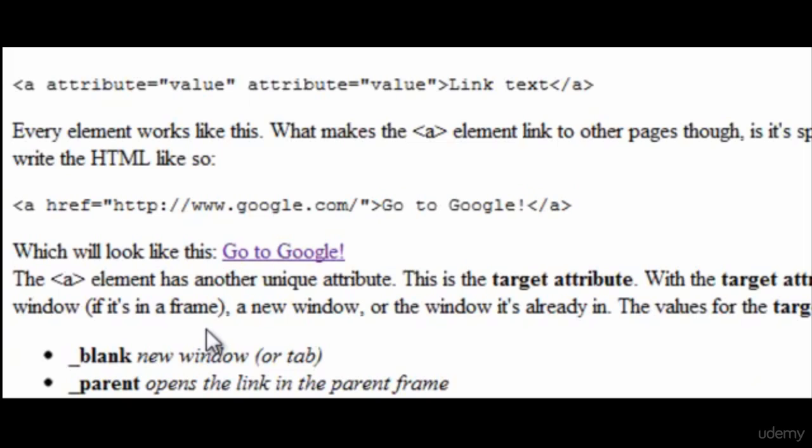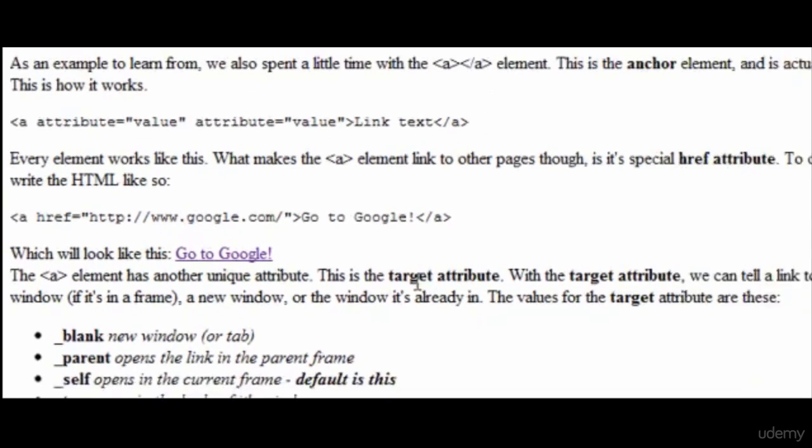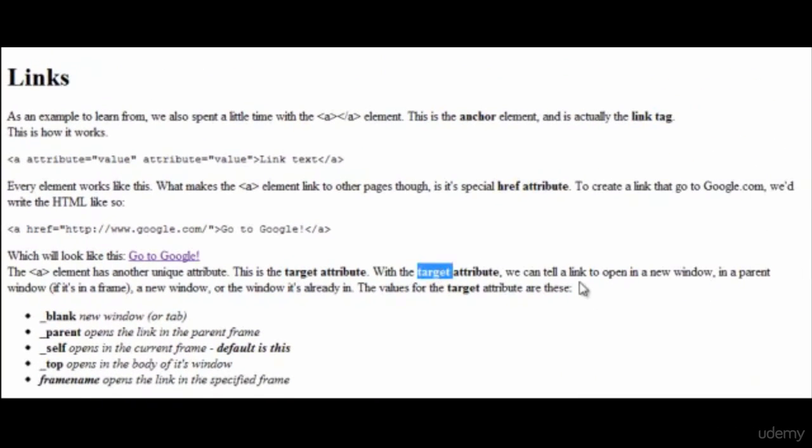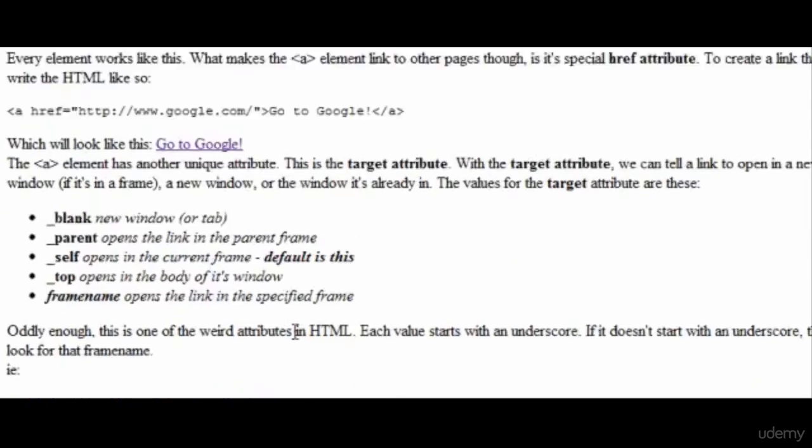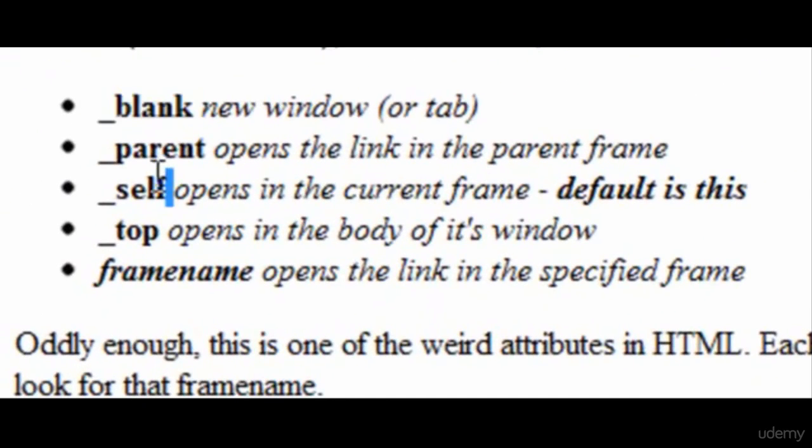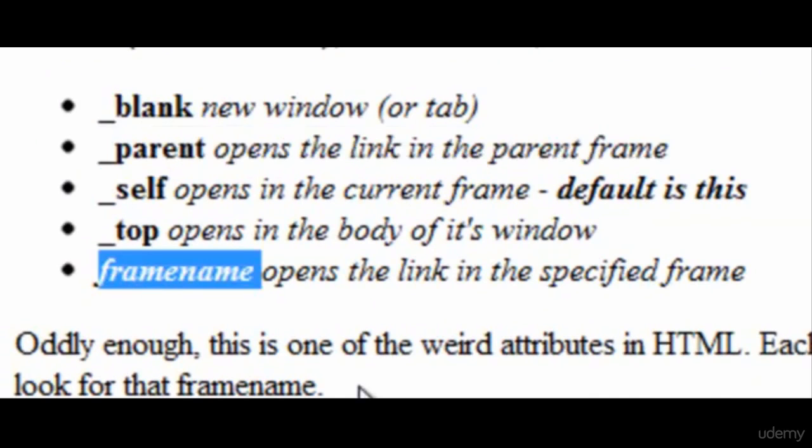The A element has another unique feature. This is the target attribute. With a target attribute, we can tell the link to open in a new window, in a parent window if it's currently in a frame, or the window it's already in. The values for the target attribute are the following: blank, parent, self, top, or custom frame name.